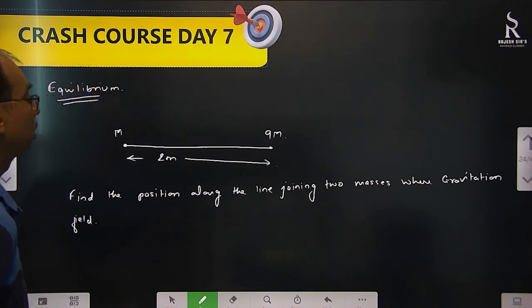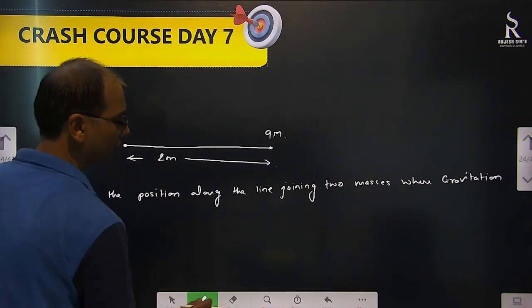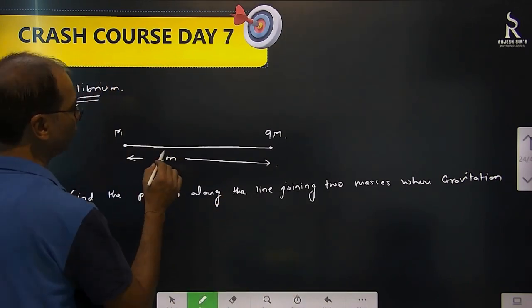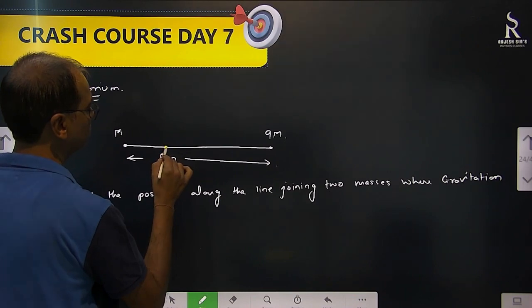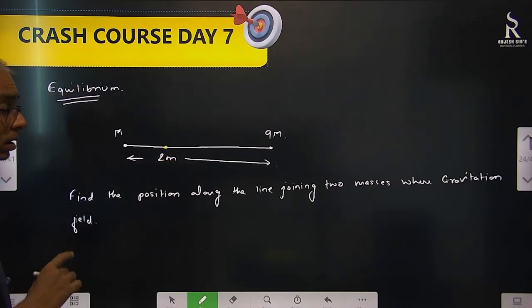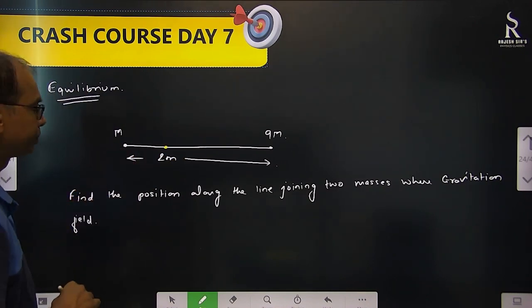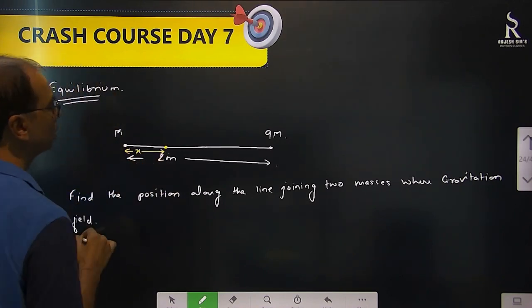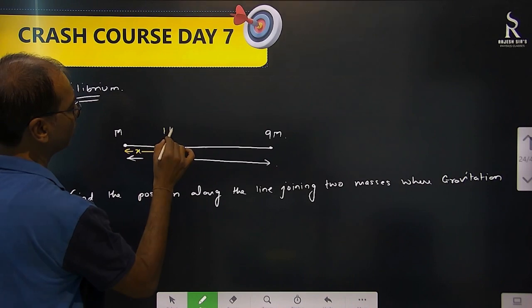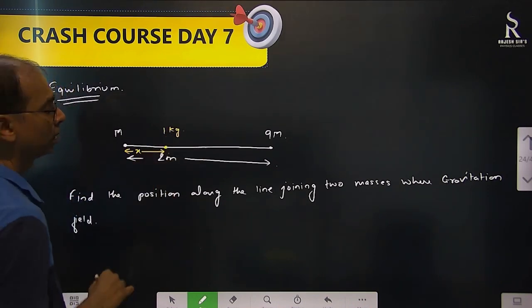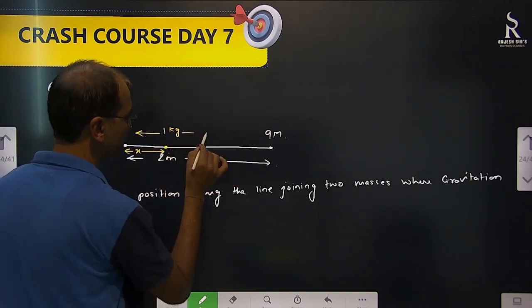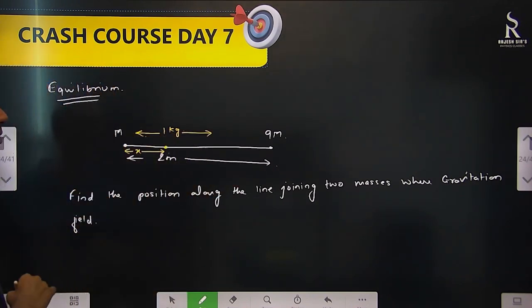Okay. So how to do it? Will it be along the line joining the two masses? Yes, because he's asking that only. So suppose somewhere here the gravitation field will be 0. Where should that point be? Closer to the smaller mass. So maybe this is x. And what I'm going to keep here, let's say 1 kg. So what is this m doing? It is attracting like this. What is this 9m doing? It is attracting like this. Then only the net force will be 0.